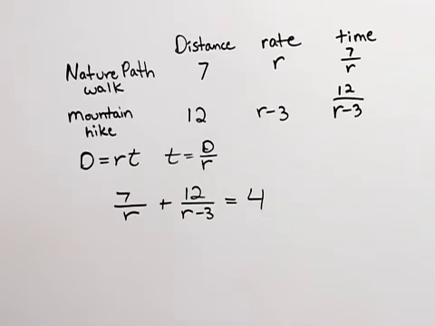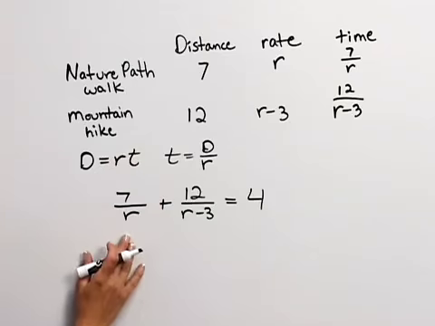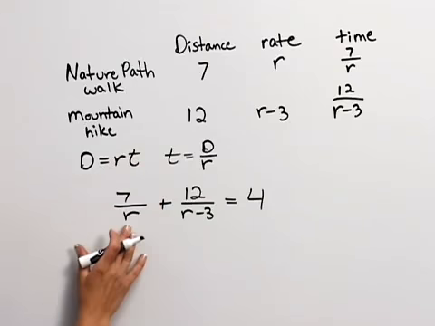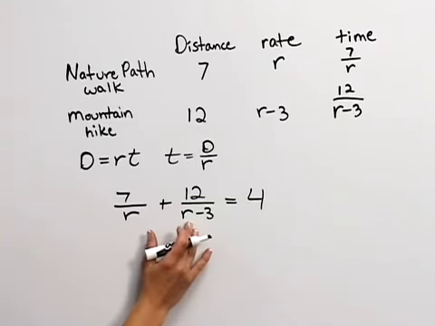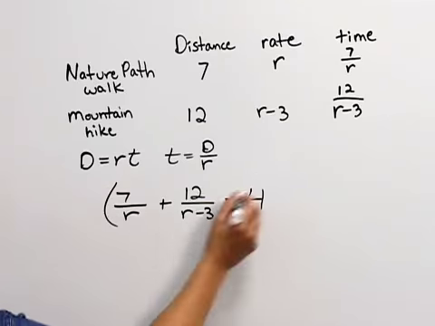If we solve this equation, we'll know the rate at which we walk, which makes it so we can find the rate at which we hike also. So let's go ahead and solve this. Our common denominators are R times R minus 3. So let's multiply by that.